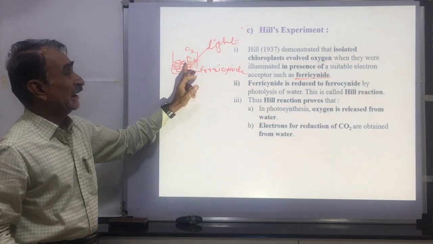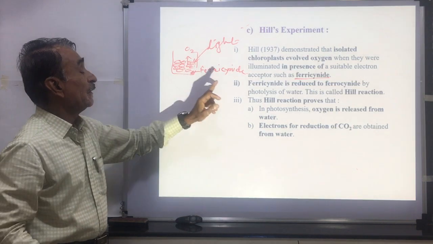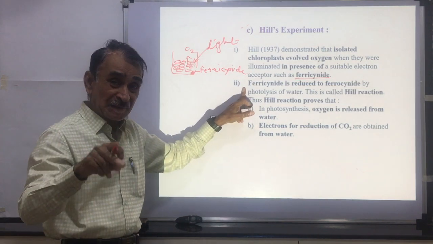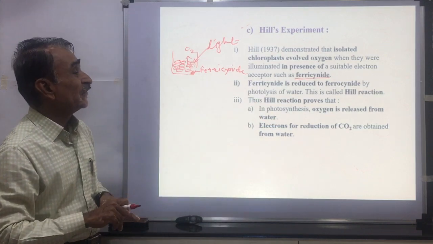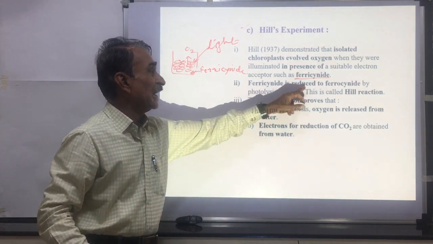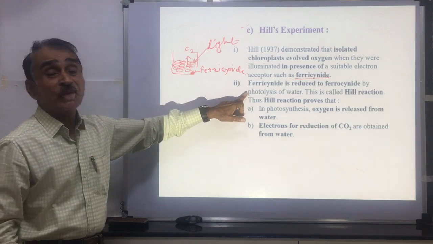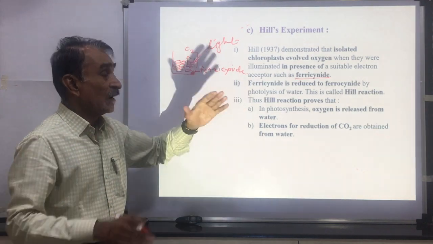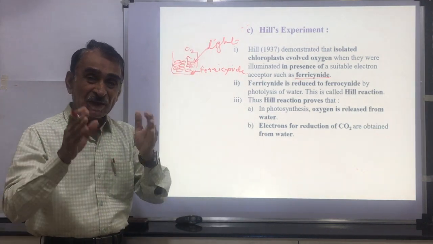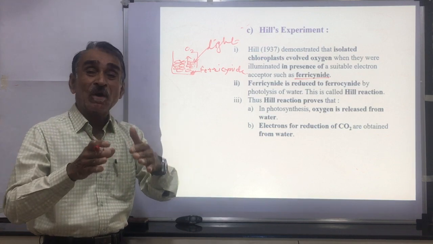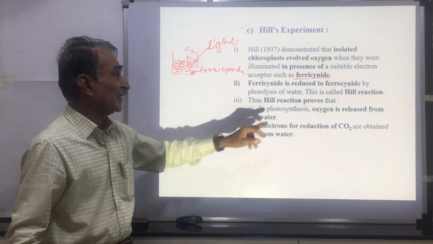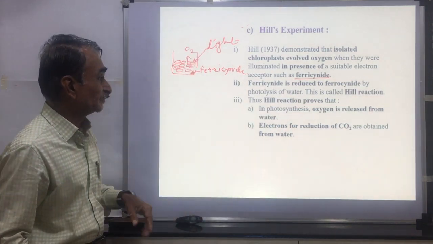Ferricyanide is an electron acceptor. When it accepts the electrons from the chloroplast, it is reduced to ferrocyanide by photolysis of water. Photolysis, lysis meaning breakdown, means breakdown of water in the presence of light. This is called the Hill reaction.